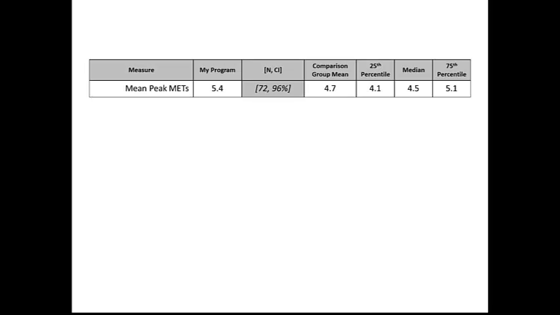that we can control. So for example, the peak MET value, this is the peak MET value that the patient reaches during cardiac rehab. I first look at our mean value, and then I'm going to compare it to our comparison group. And here I note that we're doing better than the comparison group mean. But then my next question is, well, how does our value for our program compare to the constellation of programs in the comparison group? And this is where we look at the percentile rankings.